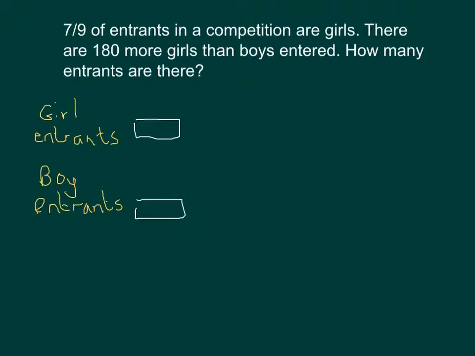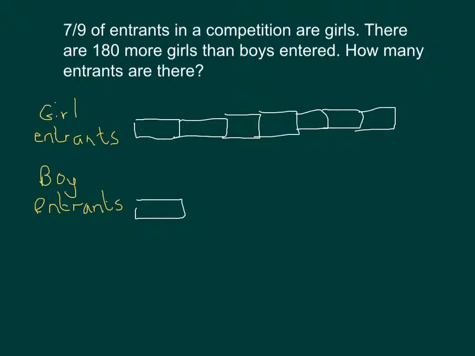Following the method further, it says, read each sentence one at a time. 7/9 of entrants in a competition are girls. So there are 7 boxes to draw for the girls. So we need another 6. 1, 2, 3, 4, 5, 6. We now have 7 boxes.